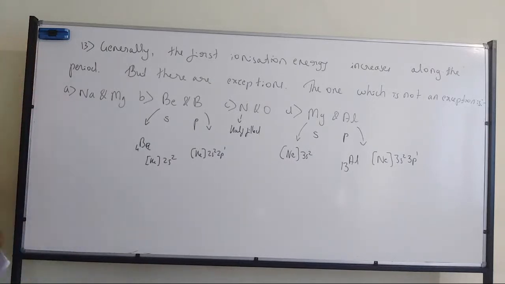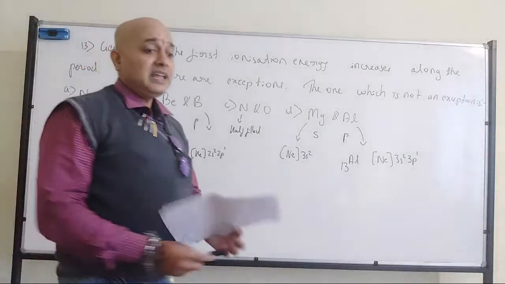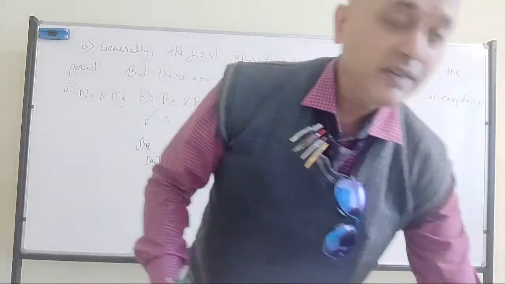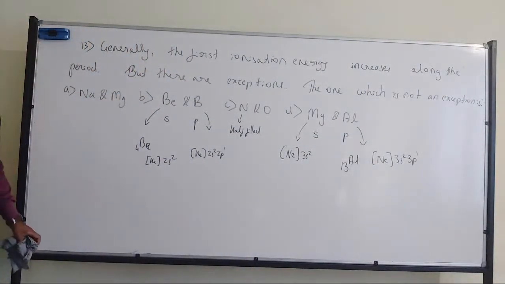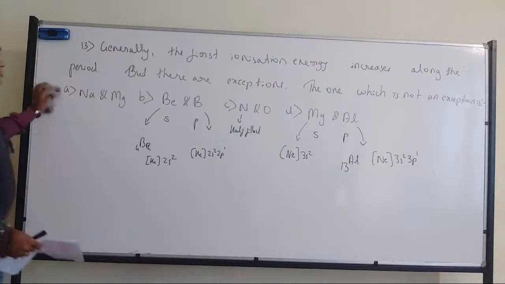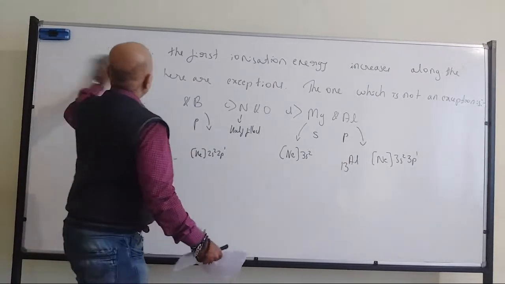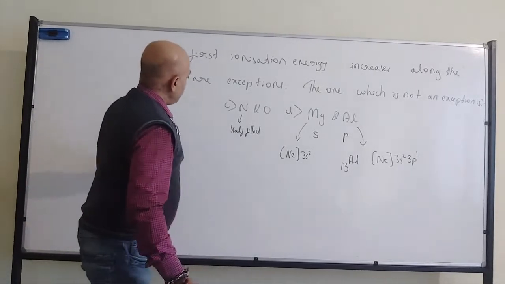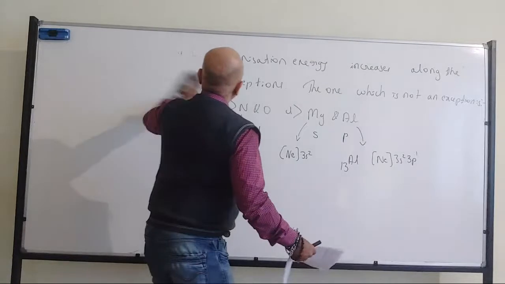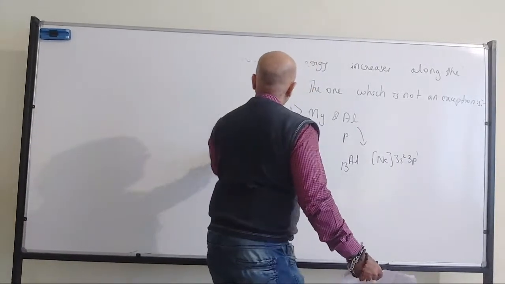Sodium is the first group element. Magnesium is the second group element. Naturally, magnesium will be requiring higher ionization energy. Fine. So option A should be the answer because they have asked which does not have the exception. So the answer should be option A. All of you have understood? Any doubts in this question?